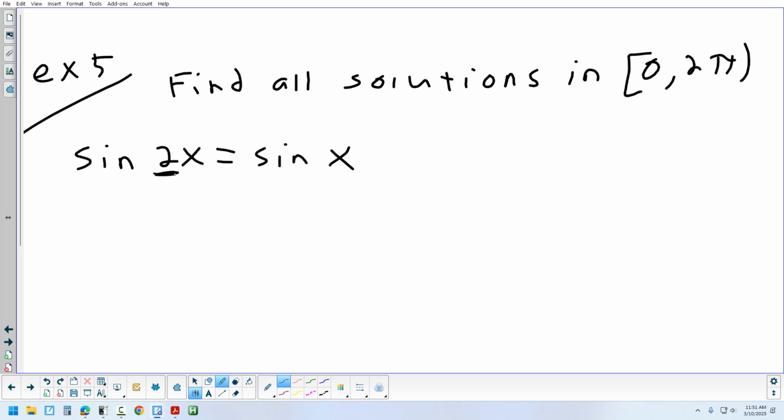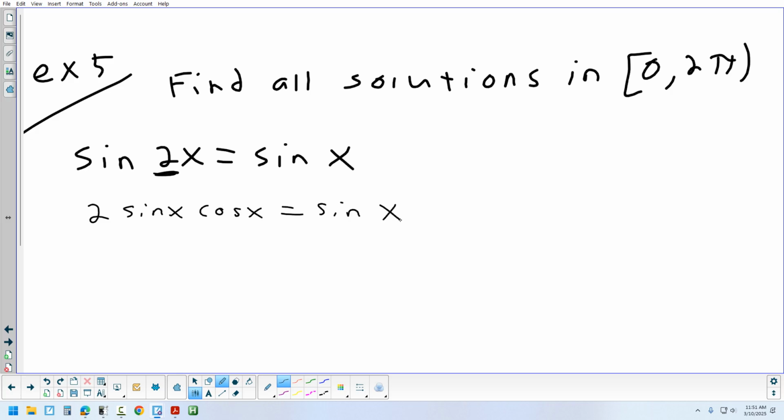Well, first, could you just take the 2, throw it in front, and say, yeah, we're good? No, you can't just take the 2 and throw it in front. It wouldn't work. It would be 2 sine x cosine x. Okay, so 2 sine x cosine x equals sine x.